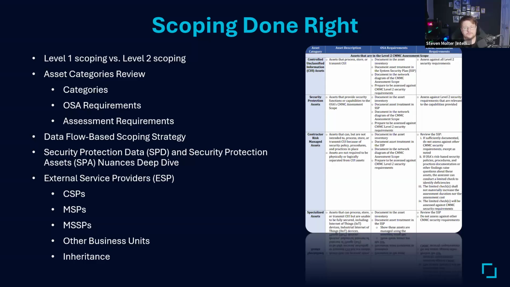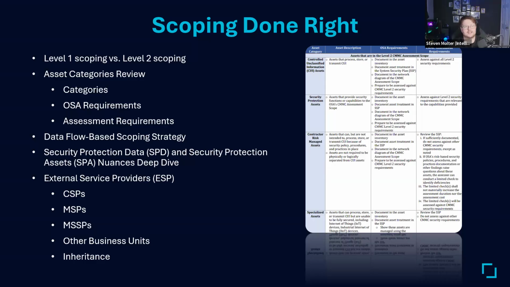So the requirements for these are very similar. You're to be documenting them in inventory. You make sure you're talking about them in your SSP, any mitigations and policies that you put in place to cover the risks related to them, you're addressing them. But there's no requirement to implement the other CMMC requirements on them. And the assessor's job here is to make sure that they're talked about in the SSP and dealt with, and then do nothing else. That's literally what it says: do not assess against other CMMC relevant requirements.